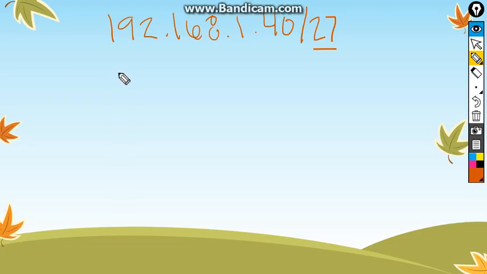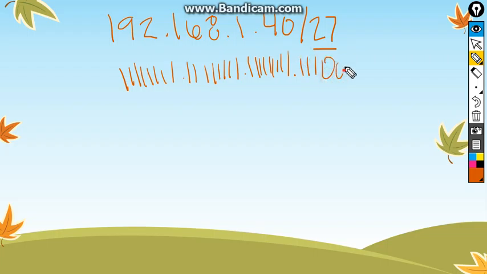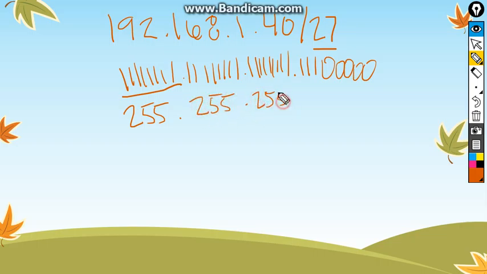So 27 ones in the subnet mask. We draw that out in binary. 1, 2, 3, 4, 5, 6, 7, 8. 1, 2, 3, 4, 5, 6, 7, 8. 1, 2, 3, 4, 5, 6, 7, 8. And 1, 2, 3, and then we should have about 5 zeros left. When we have all ones in an octet, all turned on, the highest possible value we can get is 255. So the next octet is all ones, the third octet is all ones, and now we have 3 ones and 5 zeros.